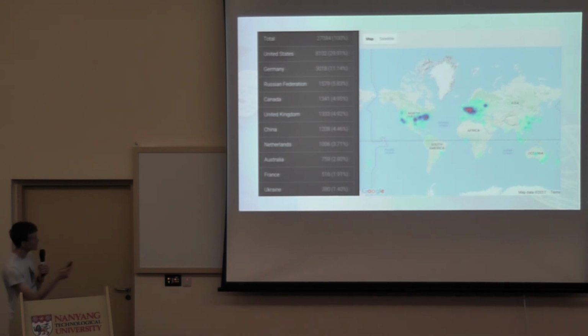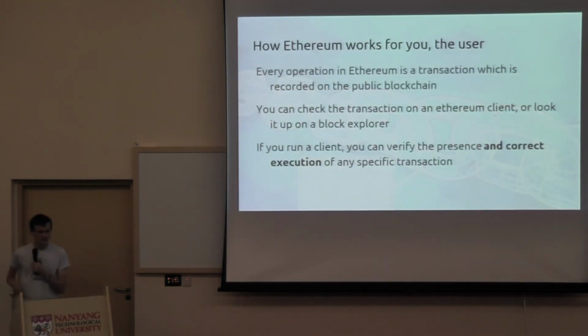So, yay, the Ethereum network. It basically is just a bunch of nodes that are talking to each other. So how does Ethereum work for you, the user, right? Every operation, everything that happens inside Ethereum is a transaction which gets recorded on the public blockchain. You can check this transaction on an Ethereum client, or you can look it up on a Block Explorer, right?